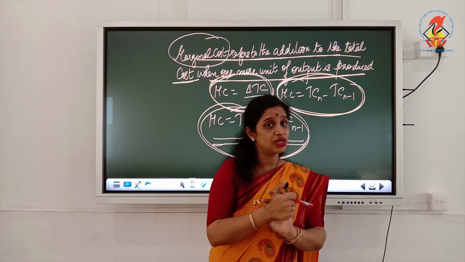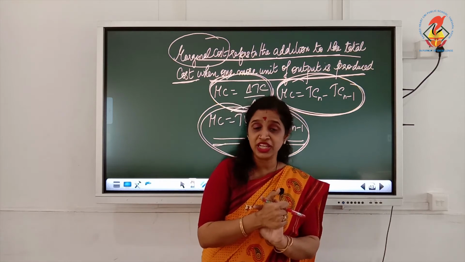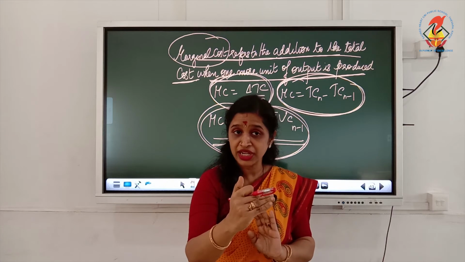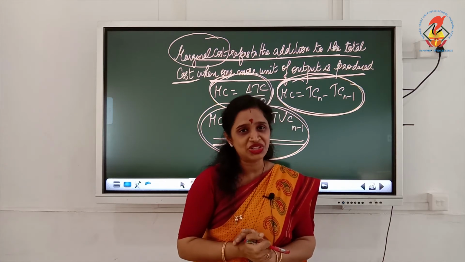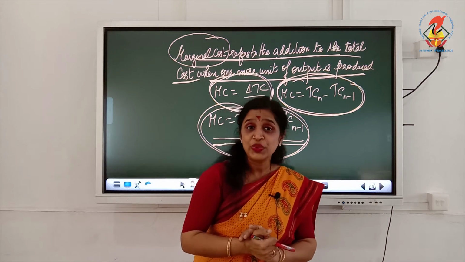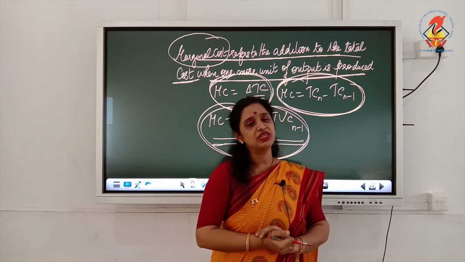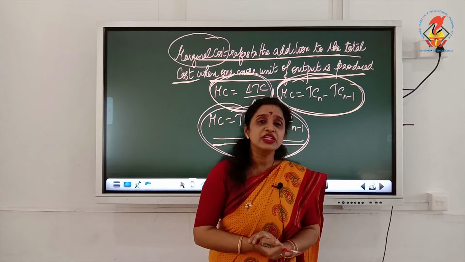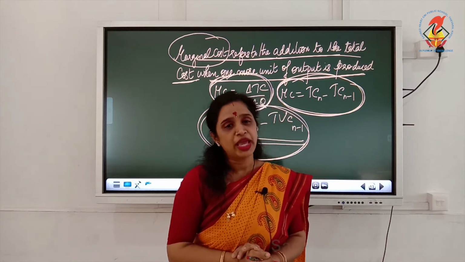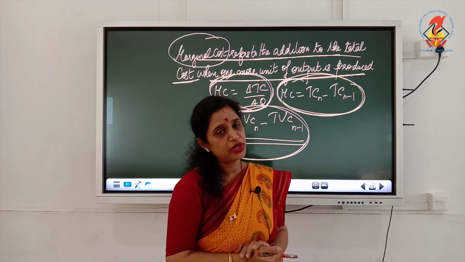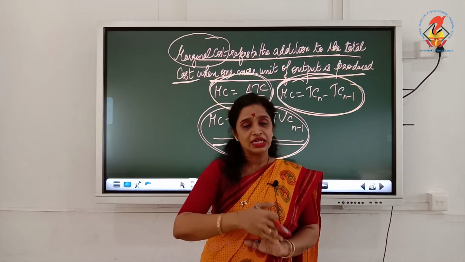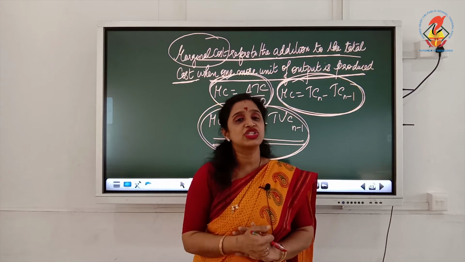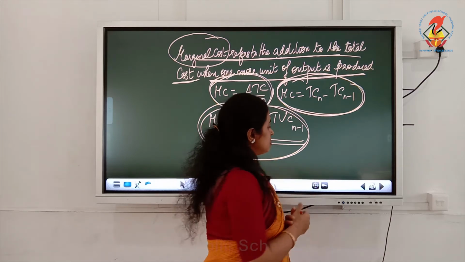I hope it is very clear to you. Once again I am repeating, when additions are made, addition is related to marginal cost. There will definitely be a change in the variable cost. So that is the connectivity between TVC and MC. That is how we can find MC from TVC. Now with the help of a table, let us see how we can study the relationship between MC and TVC.